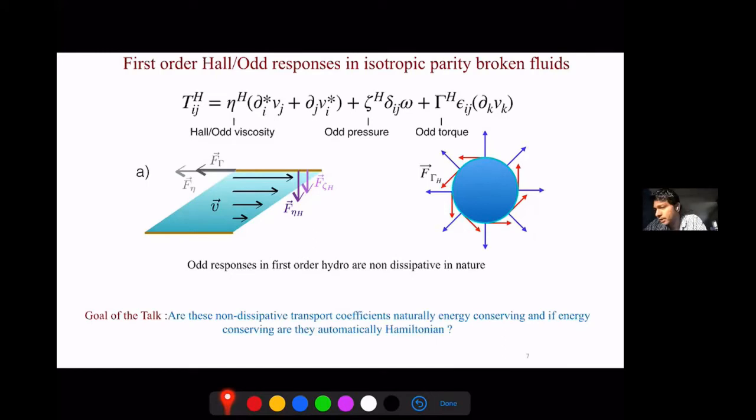Then that sets up the goal of this talk. Despite that their responses individually are non-dissipative in nature, are these naturally energy conserving? Let's say I start with a hydrodynamic equation of motion, naturally non-dissipative with only these transport coefficients. Are they energy conserving by definition? And if they are energy conserving, then are they?